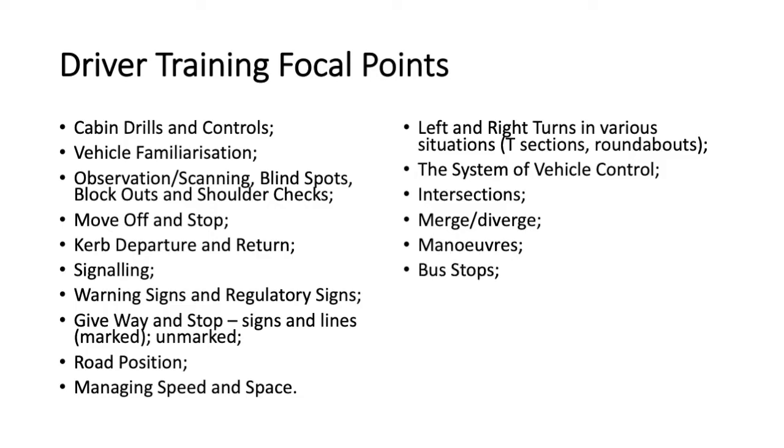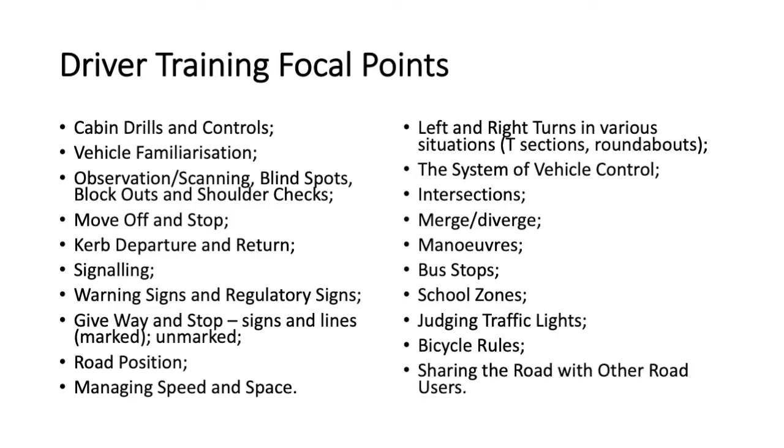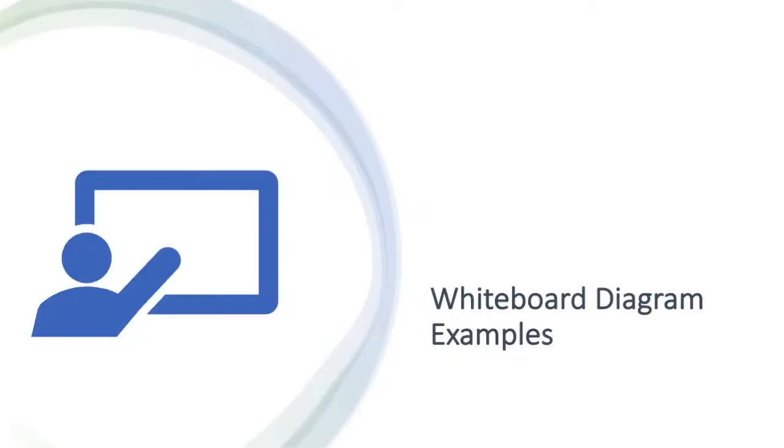How to do maneuvers. How to manage bus stops. School zones. Judging traffic lights, whether it be straight ahead, left, right, or where permitted U-turn. Bicycle rules, overtaking cyclists, for example, riding along the side of the road. And sharing the road with other road users. So we've already mentioned bicycles and we've mentioned buses. There's also heavy vehicles, there's pedestrians, there's scooters, etc. So we've also got to learn to be part of the road system with all the different road users.